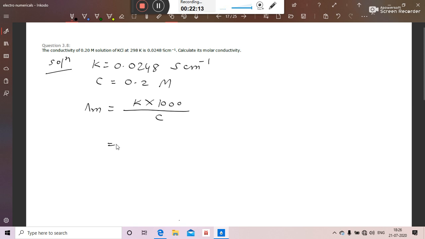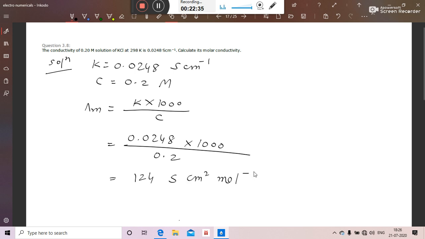So that is equal to 0.0248 into 1000 upon 0.2. On solving this, our final answer of lambda m will be 124, and the unit of lambda m is Siemens centimeter square mole inverse. This is our answer.